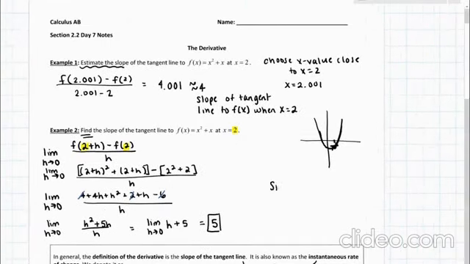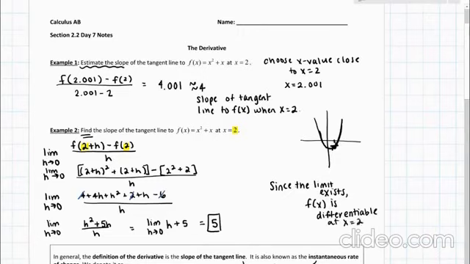So since the limit exists, we can say that our function f of x is differentiable at x equals 2, which means when we found this answer of 5, we found 5 to be the value of f prime of 2. So those are just a couple of little notes that apply to what we were just doing.